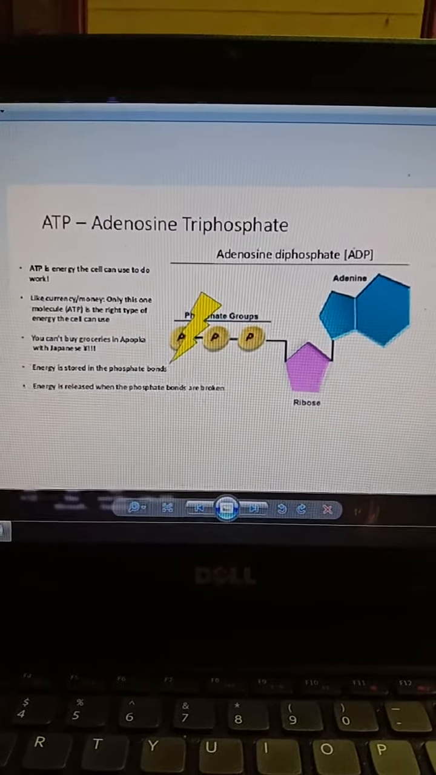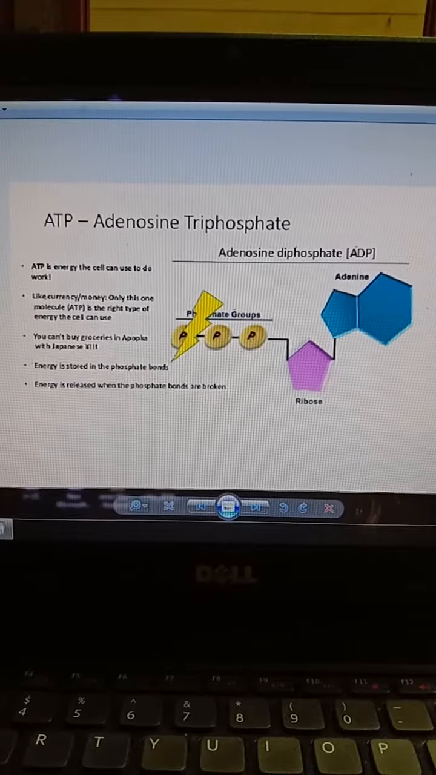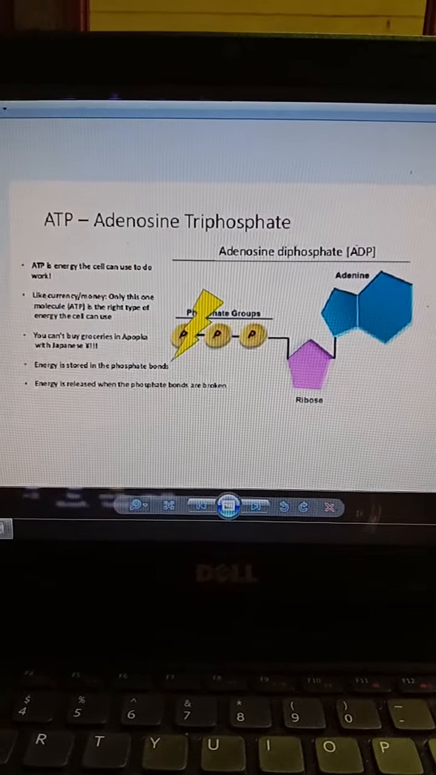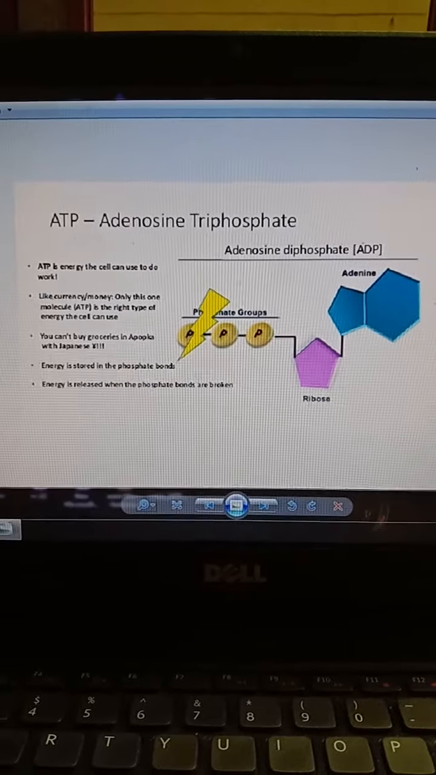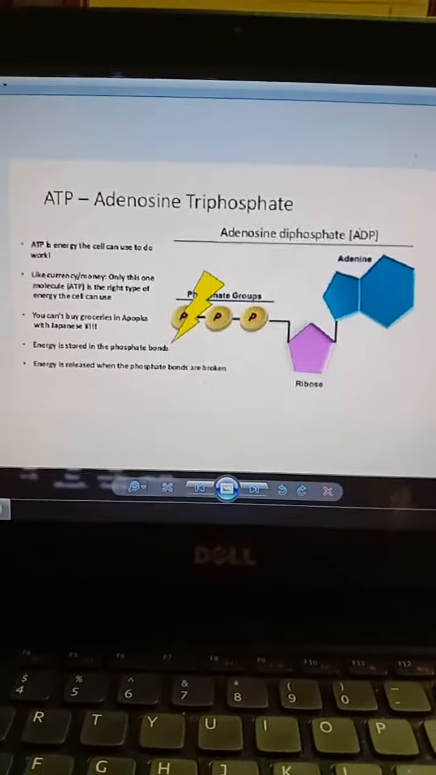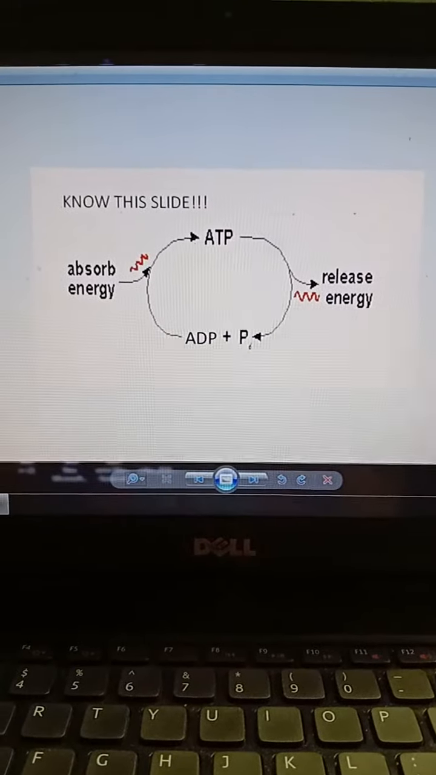See the structure here, where two conjugated rings are there, that is known as the adenine, one is ribose, and triphosphate means three phosphate molecules are there. So without the ATP we cannot produce energy and cannot do any cell function.